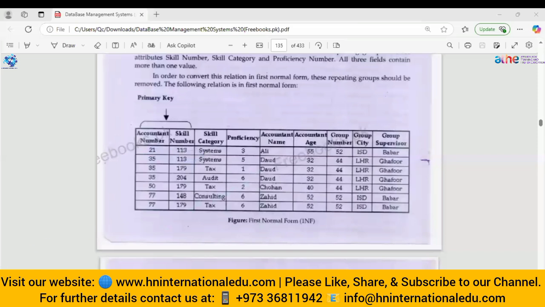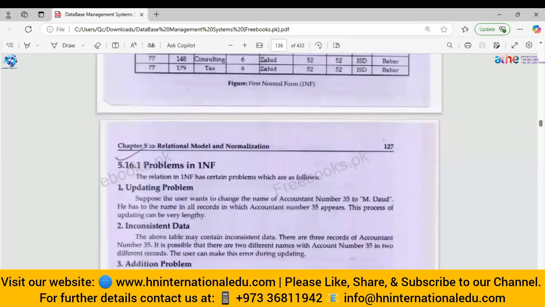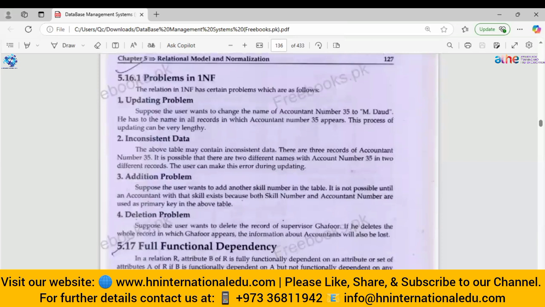So now this table is completely in the first normal form. We have the accountant number, skill number, and how they are related to each other. So now, what is the problem with the first normal form? Why do we need this second normal form?